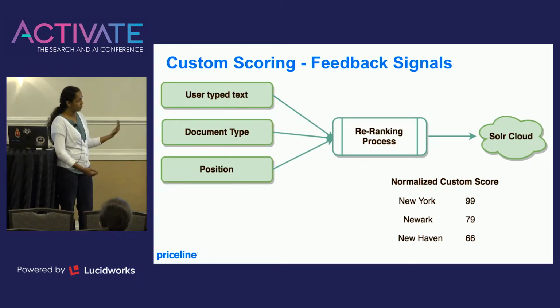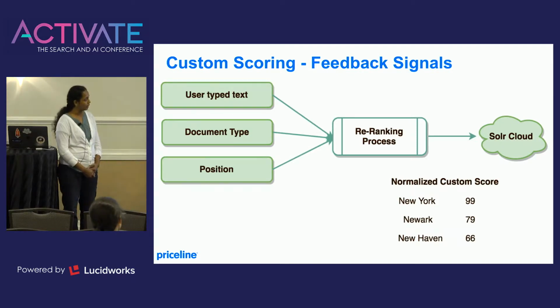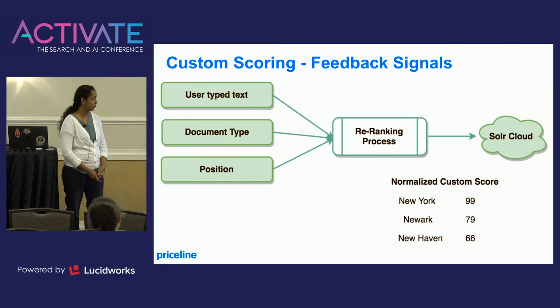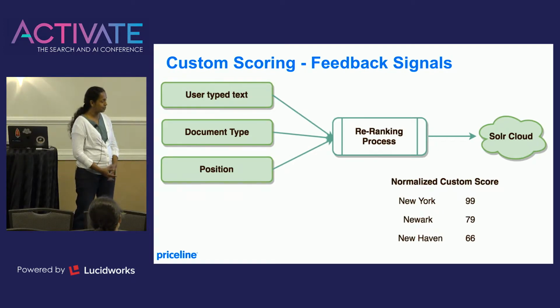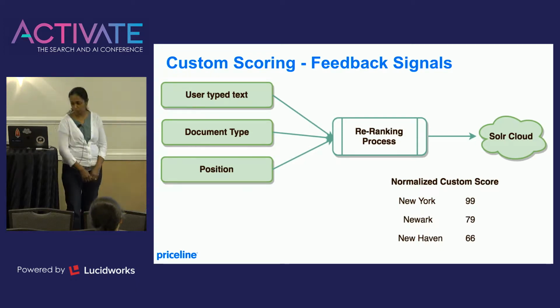And the position in which the results were rendered, the position from which the user picked, is also taken into account during the re-ranking process, and then a normalized score is computed. This is a very simplified way of putting the score. It's much more complicated than that.